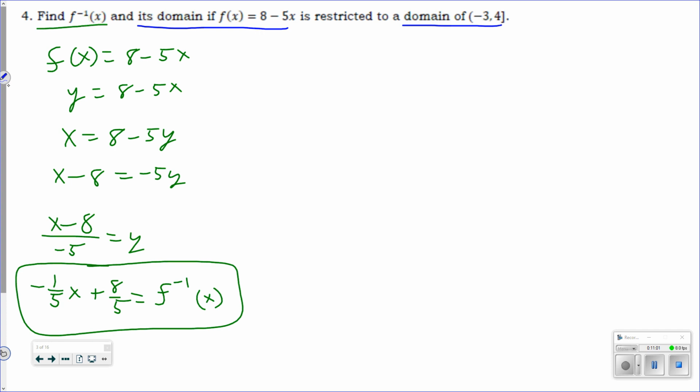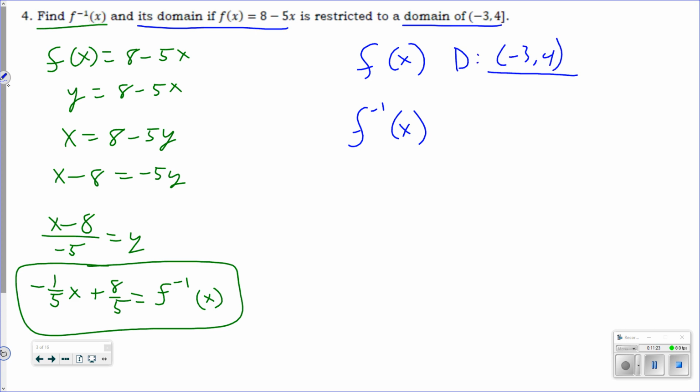of (negative 3, 4]. So going between the domain of the original and the domain of the inverse can be a little confusing. What I'll suggest is to make a little mini table like this. So for f of x, I know the domain. The domain is (negative 3, 4]. I'm given that. But I don't know the range.